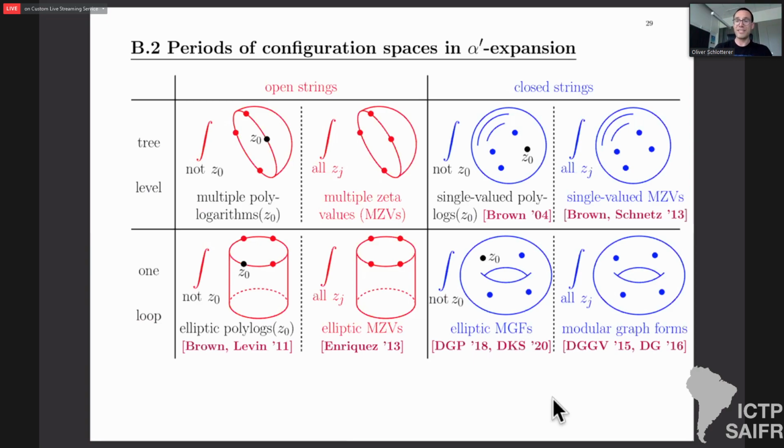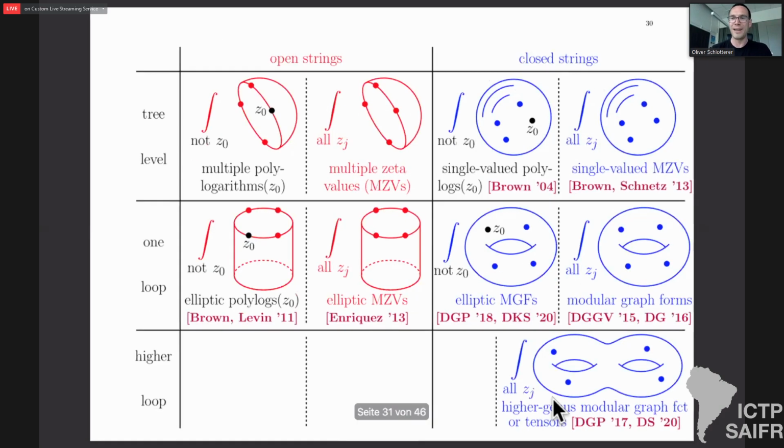Okay, there's an obvious question in the air, how this goes on for higher genus. For the moment, I can only report on what has happened on the closed string side when all the punctures are integrated out. As far as time permits, I will tell you about higher genus versions of modular graph forms. So these are modular invariants or modular forms, certain modular tensors of non-holomorphic type, which I believe will have a lot of fun questions and answers that are of equal interest to string theorists and mathematicians.